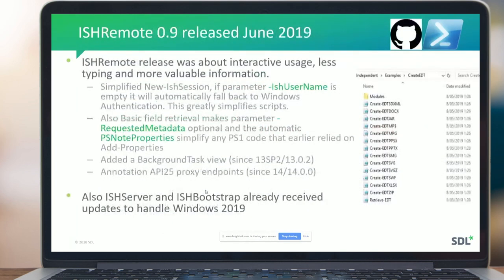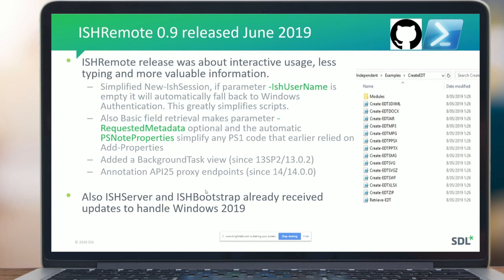Most of you probably noticed, but if the remote version was released, in this timeline that we're discussing, there were two major versions, Ishimoto 07 and 09, where the 07 was a lot about interactive usage. There are blog posts about that topic.